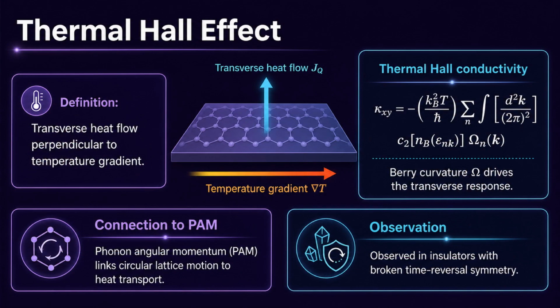The thermal Hall effect is transverse heat flow perpendicular to a temperature gradient. In materials with broken time reversal symmetry, chiral phonons contribute to the thermal Hall conductivity through their Berry curvature. The formula involves an integral over the Brillouin zone of phonon heat capacity, group velocity, and Berry curvature. This connects phonon chirality to measurable transport coefficients.